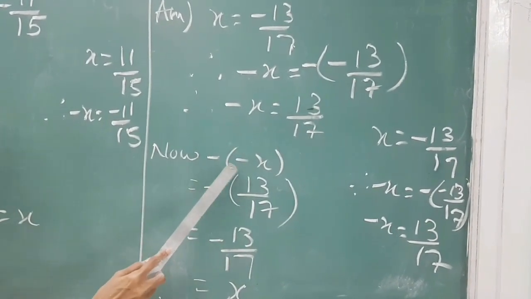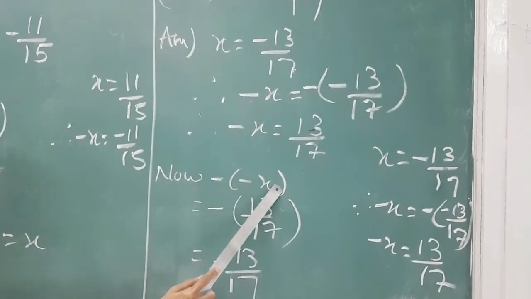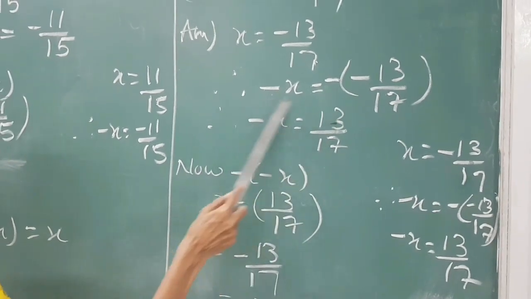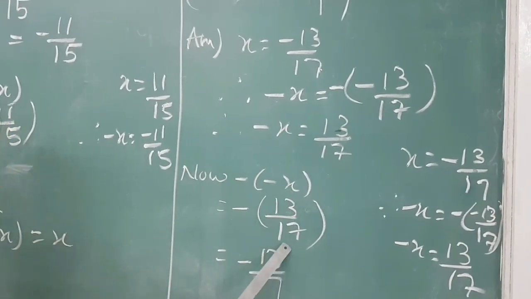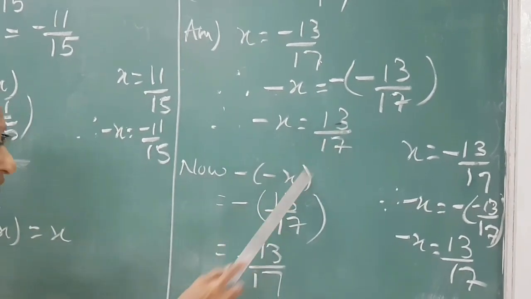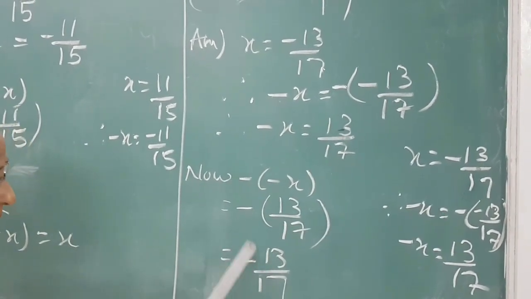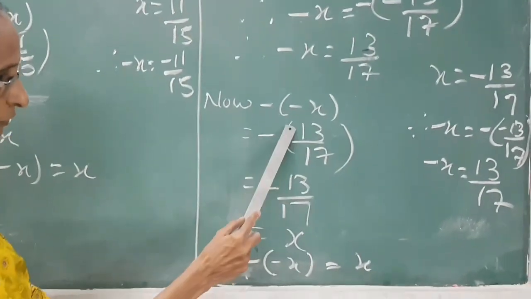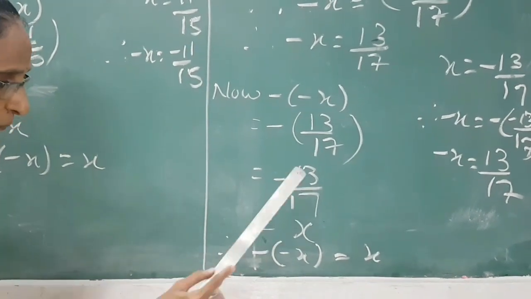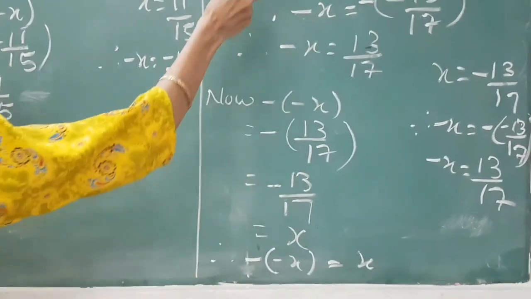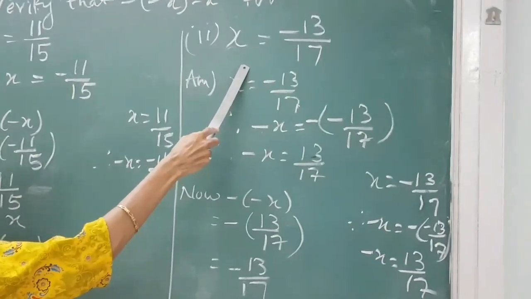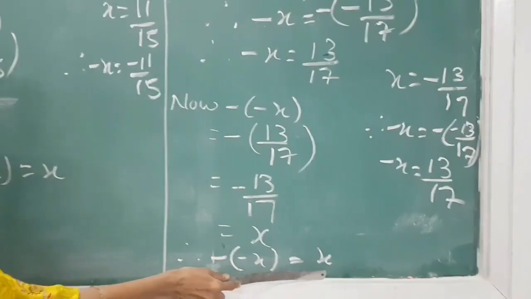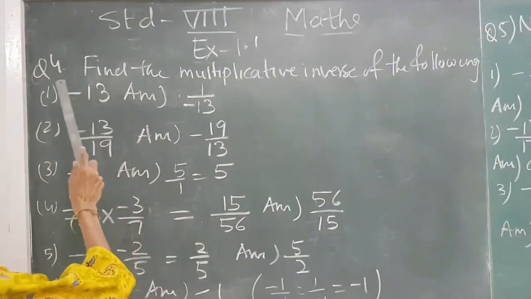Understood? Now what are we supposed to verify? Minus of minus x is equal to x. So minus of minus x. Minus is here. Minus x. What is the value of minus x? 13 upon 17. Simply we have kept the value of minus x in the bracket. So minus, bracket 13 upon 17. So when you open the bracket, it will become minus 13 upon 17. And what is minus 13 upon 17? It is the original value of x. Is it clear? So minus of minus x is x. Am I clear?